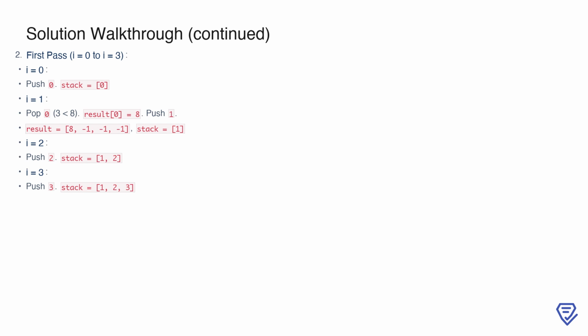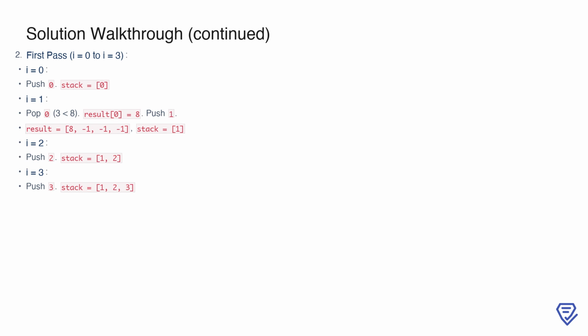We begin by initializing our variables. The length of the array, n, is 4. The result array is initialized to -1, -1, -1, -1, and the stack is empty. In the first pass, we iterate from i equals 0 to i equals 3.